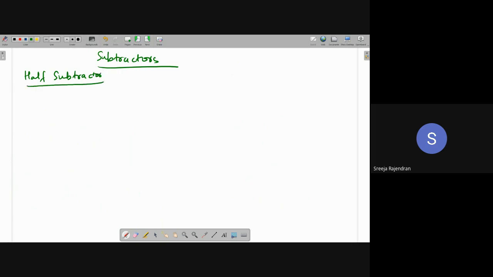Now half subtractor. Okay. So if you have an ALU, that is arithmetic logic unit, you not only perform addition, you also perform other operations like multiplication, subtraction, and so on. So let's look at what a half subtractor circuit looks like.